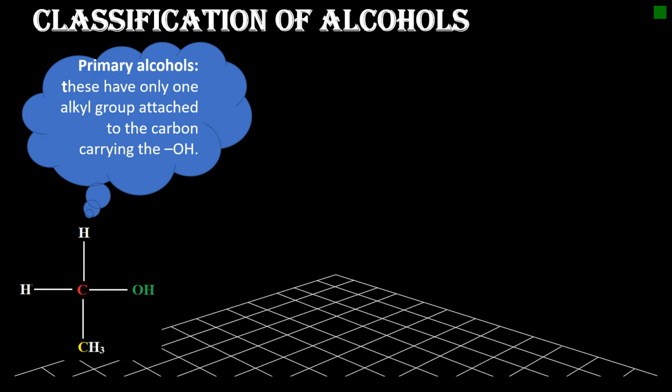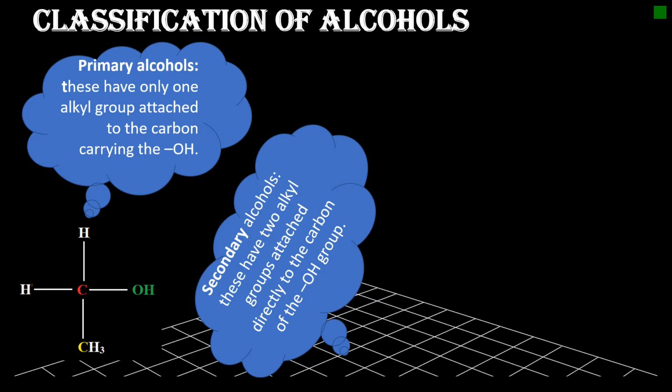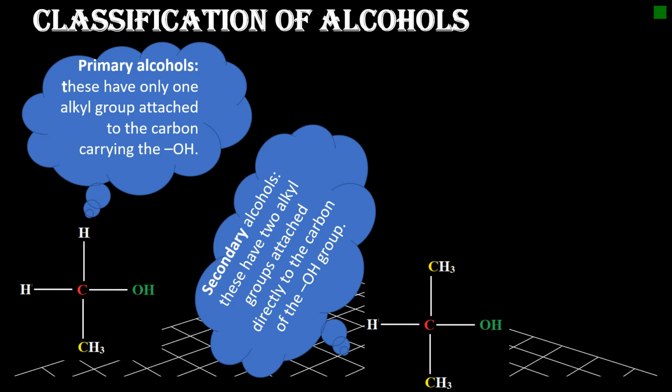Here we have an example. The carbon in red is the one which is carrying the OH group, and it is a primary alcohol because it is attached to only one other carbon. So the molecule here is a primary alcohol. Second class is secondary alcohols. These have two alkyl groups attached directly to the carbon of the OH group. Example. Can you see the carbon in red is attached to two other carbons, so it is a secondary carbon, and the molecule is a secondary alcohol.